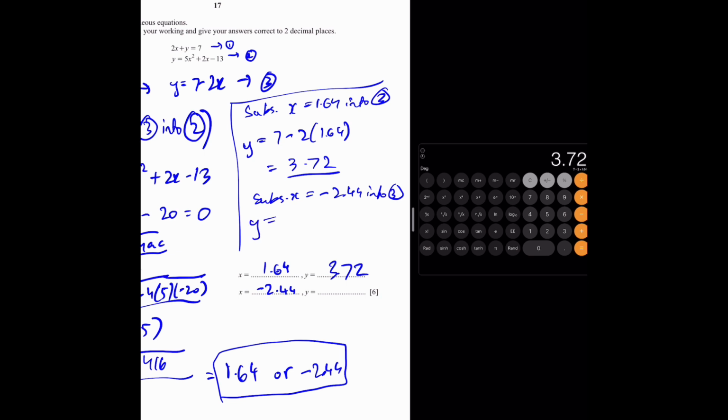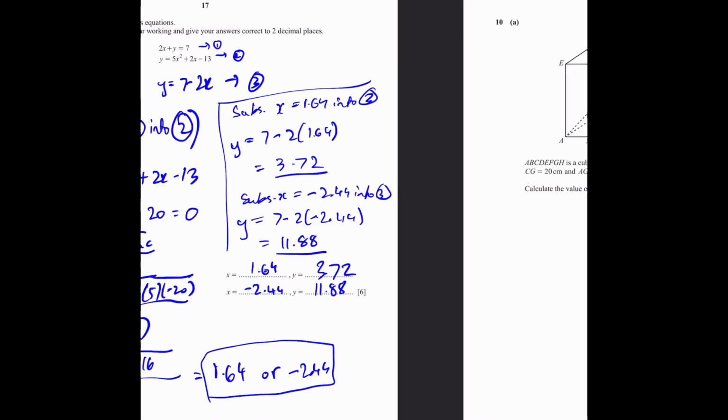Y is equal to 7 minus 2 into minus 2.44. So first let's do minus 2 into minus 2.44. That's the same thing as 2 into 2.44, which is 4.88, and then plus 7 to get 11.88. That's our answer. Let's go to question 10.